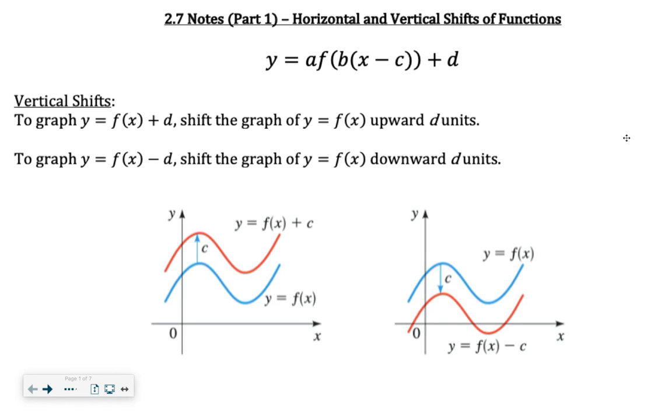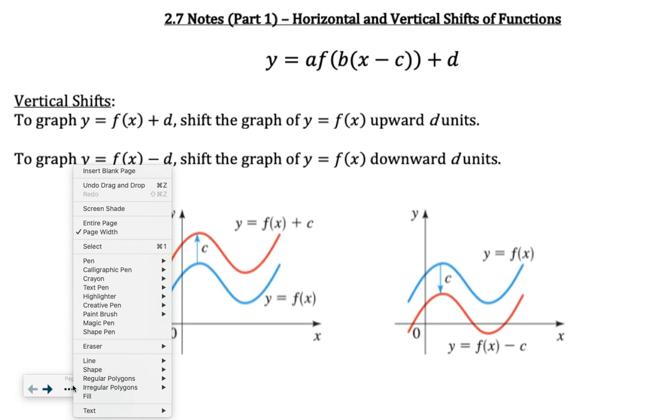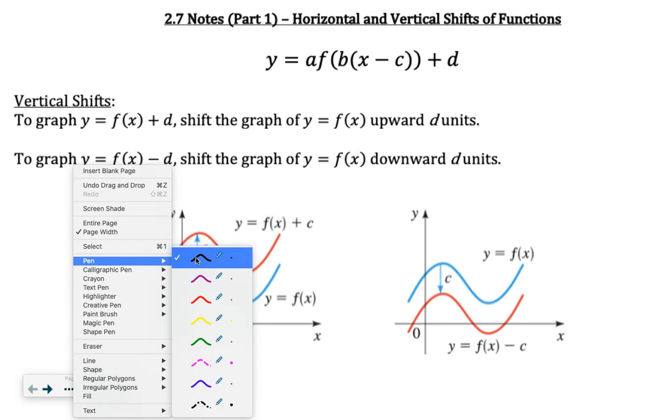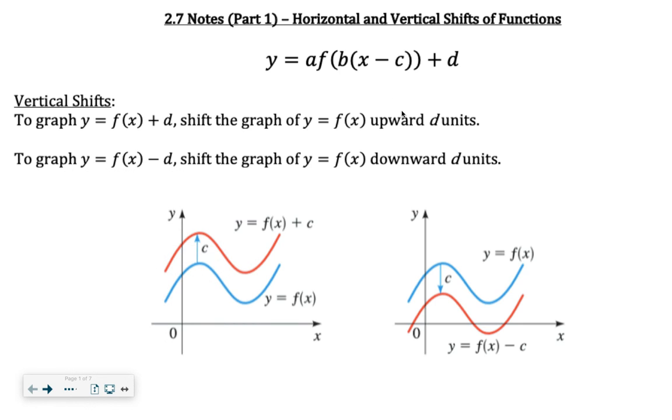All right, in the first part of 2.7, we are going to take a look at horizontal and vertical shifts of functions. So the entire goal of this section is going to be to look at all different shifts that we could do to any function. So this is a generic setup of the four different types of shifts that we're going to look at. What we're going to look at today are just actually the last two, C and D shifts.